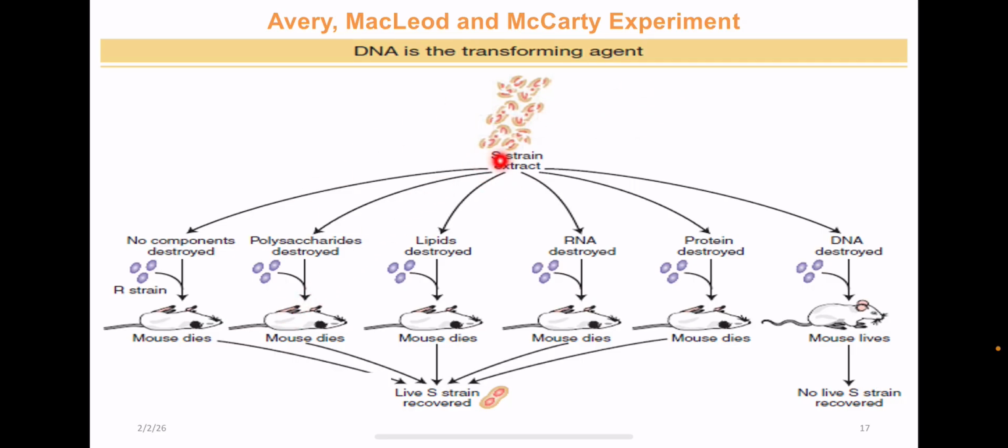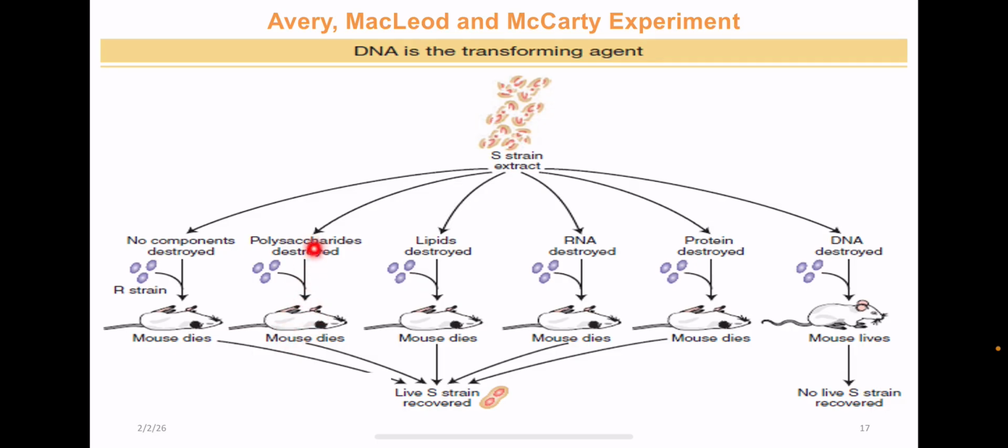Because we know when a virus infects its host organism, it's going to transfer its genetic material into the host and start replication, and that's why the mouse dies. So what we want to know is what the virus transfers to the mouse that makes the mouse die.